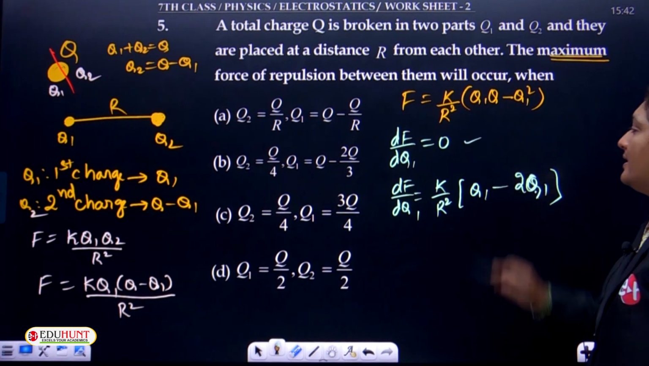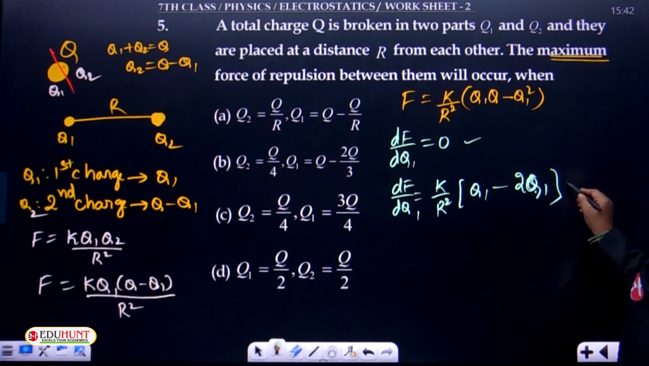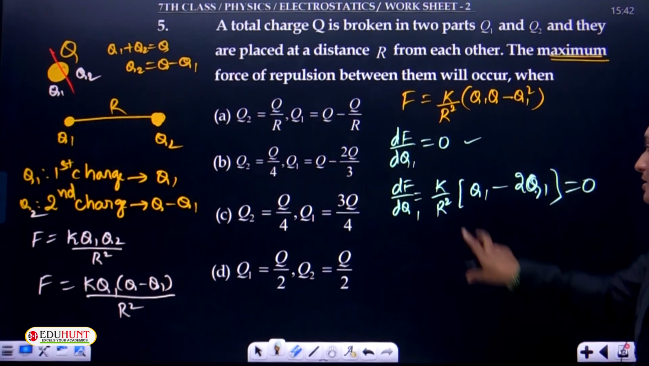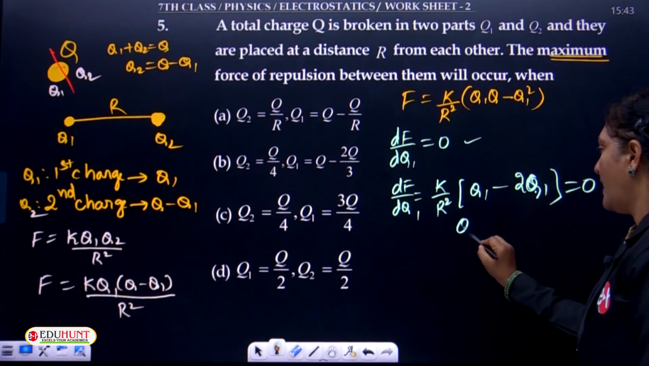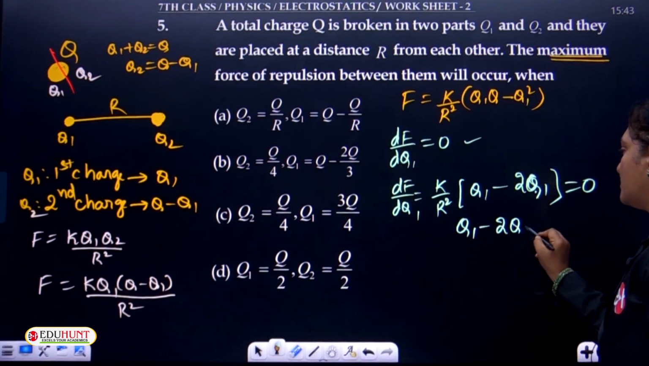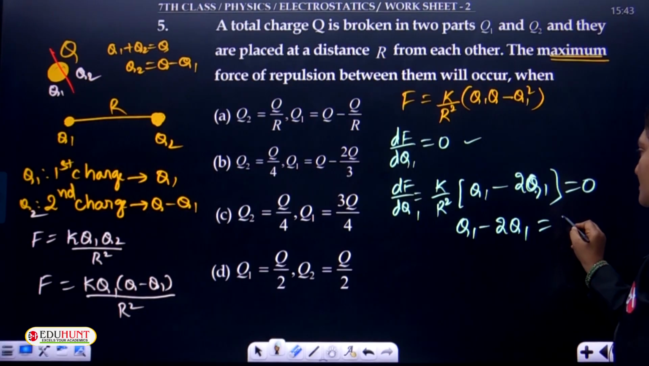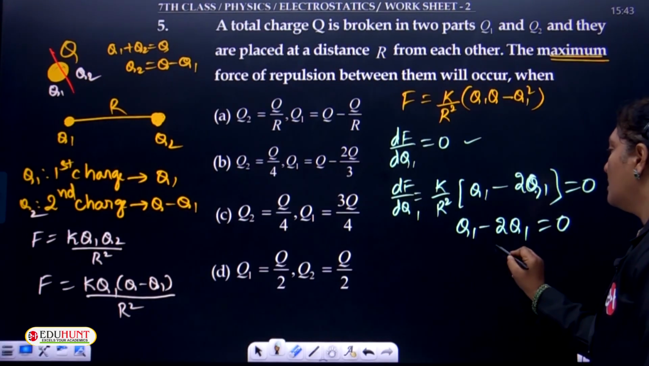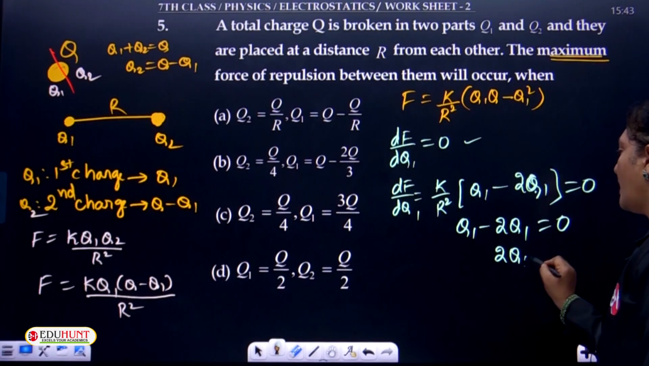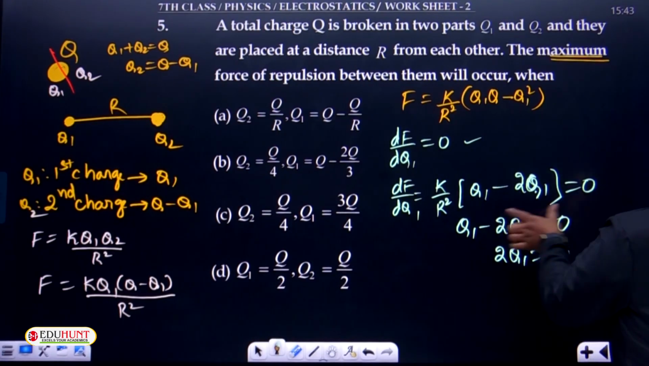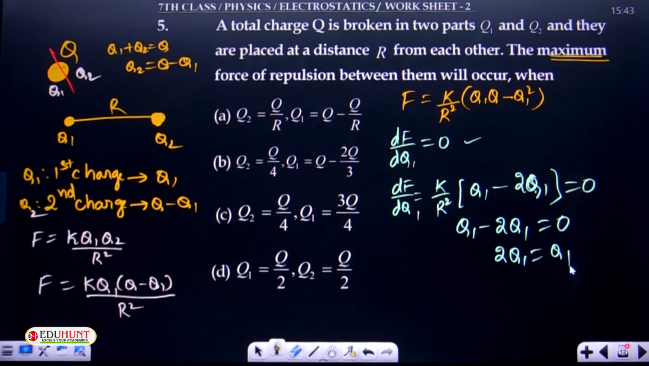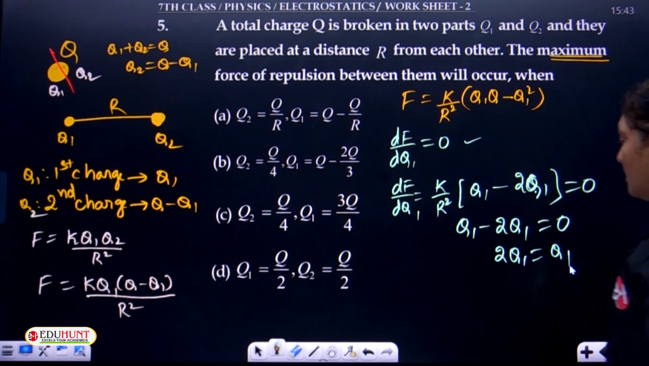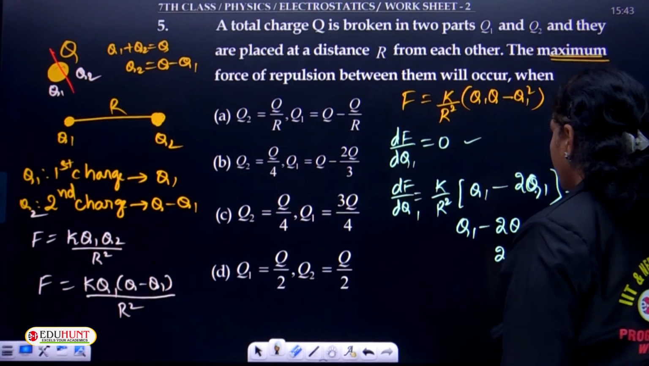But as we said, dF by dQ1 must be equal to 0, so this value must be equal to 0. Bringing K by R square to the right side, it becomes 0 times R square by K, which vanishes. Hence, the value of Q minus 2Q1 is equal to 0, or the value of 2Q1 is found to be Q. Bringing the minus 2Q1 to the other side, it becomes plus 2Q1 and the leftover is Q.